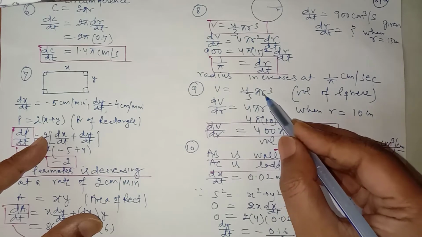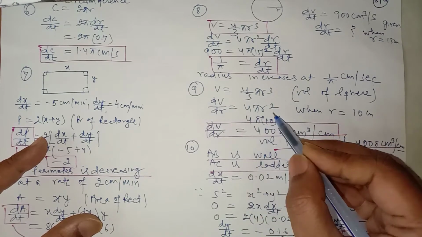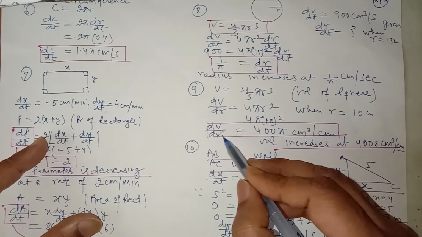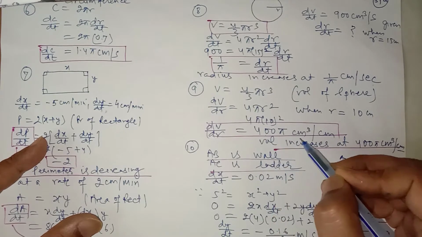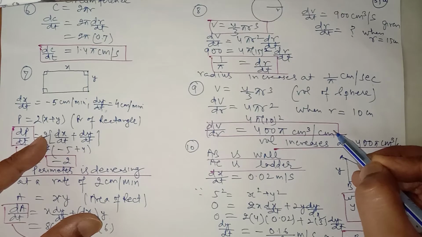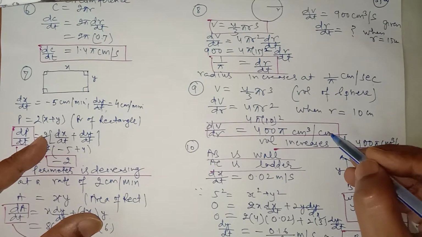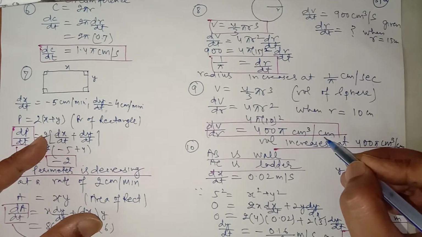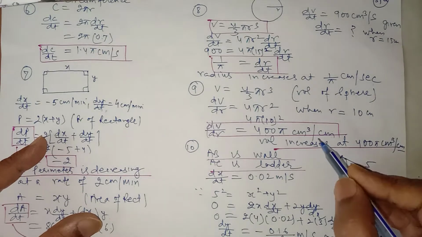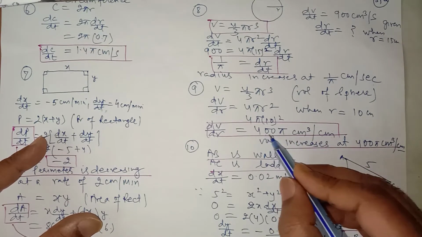So it will be 4 pi r square. We don't have to write dr upon dt because we are differentiating both sides with respect to r. The value of r is given, that is 10. So it is 400 pi centimeter cube per centimeter. See it, per centimeter, not per second, because the change in the radius is given and you have to find the rate of change of volume of the sphere when there is a change in the radius. So per centimeter change in the radius will increase the volume of the sphere by 400 pi.